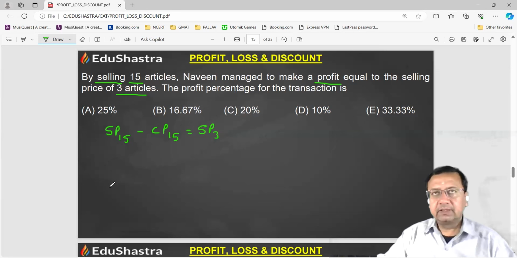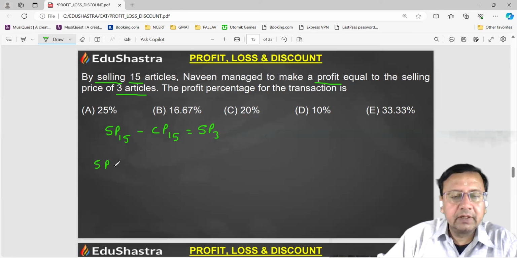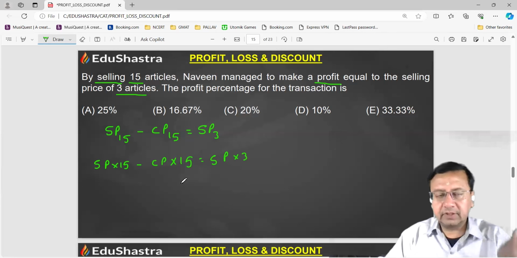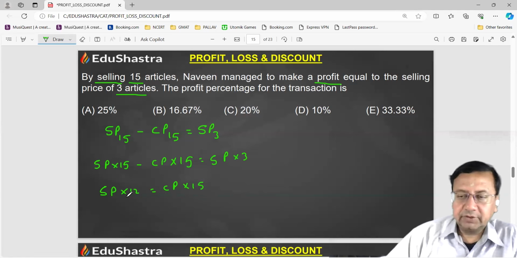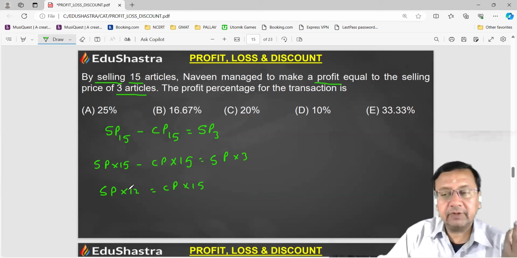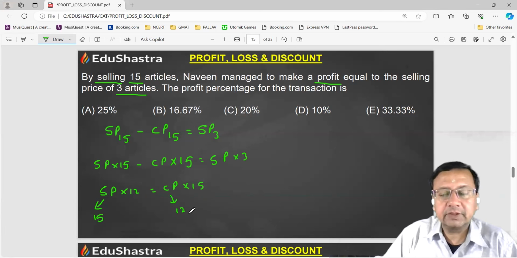So selling price of one is SP, cost price of one is CP. I can write this expression as SP into 15 minus CP into 15 should be equal to SP into 3. Shift the terms: SP into 12 is equal to CP into 15. So the left side should be equal to the right side. Numbers are constant, they cannot be changed. Only the variable can be changed. So if the two parts are equal, I can take this SP as 15 and this CP as 12.